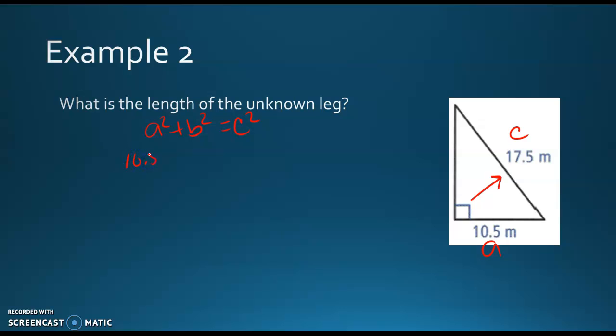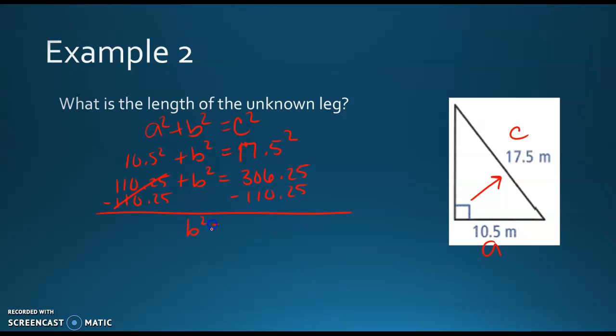So we have 10.5 squared plus B squared equals 17.5 squared. And so I'm going to do 10.5 squared in the calculator, and I get 110.25 plus B squared equals, and then 17.5 squared in the calculator is 306.25. And again, we're going to have to solve. And in order to solve, I've got to move this 110.25 to the other side. So I'm going to subtract it from both sides, because what I do to one side, I have to do equally to the other. Just those basics of solving equations.